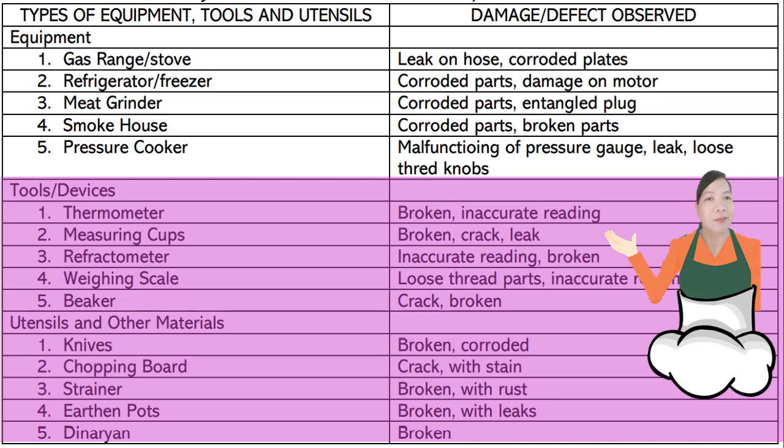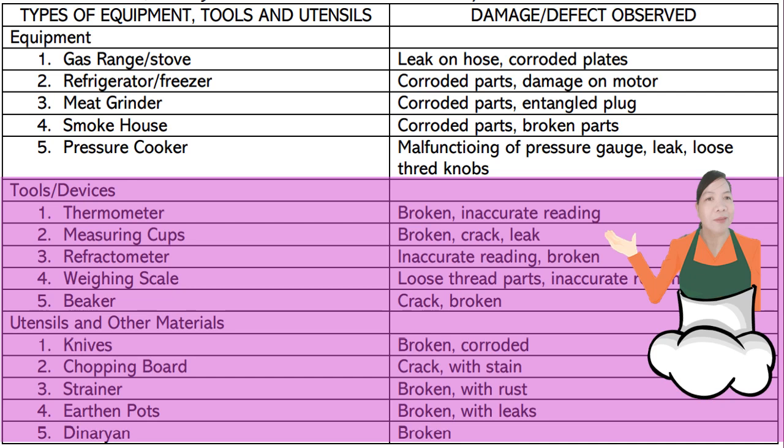Types of equipment, tools, and utensils. Number 1. Gas range or stove. Damage or defect observed: leak on hose, corroded plates. Number 2. Refrigerator or freezer. Corroded parts, damage on motor. Number 3. Meat grinder. Corroded parts, entangled plug. Number 4. Smokehouse. Corroded parts, broken parts.